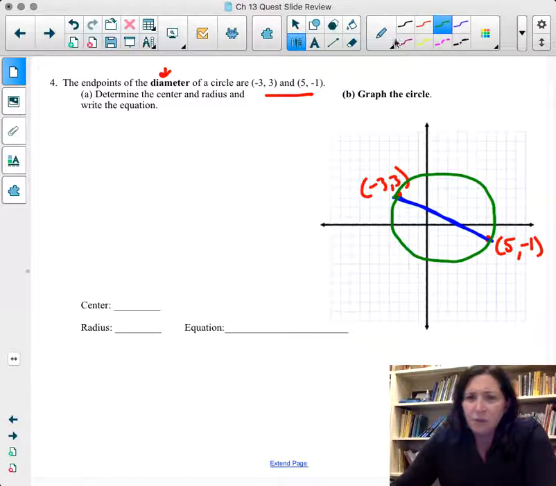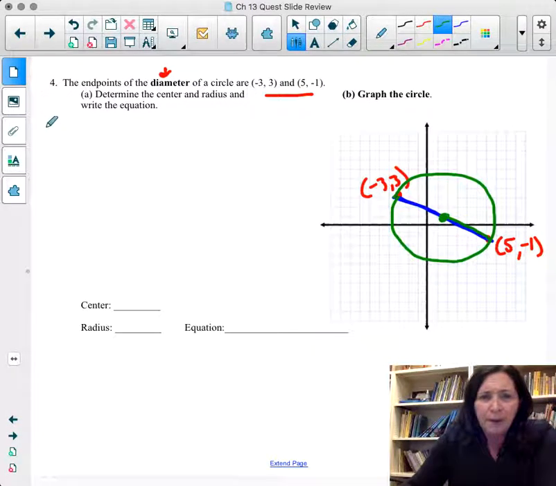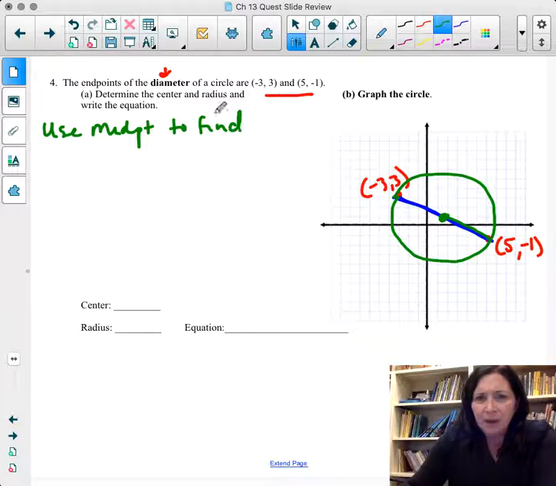Okay. And so what's going to happen now is we're going to find the distance. So it says here, we need to find this distance in order to find the center, right? So what we're going to do is we're going to find the midpoint first, and then we're going to find this length, because that's going to be my radius. So first, let's find the midpoint, because that midpoint, if you notice, is going to be our center. So you would write, use the midpoint formula to find the center of the diameter.